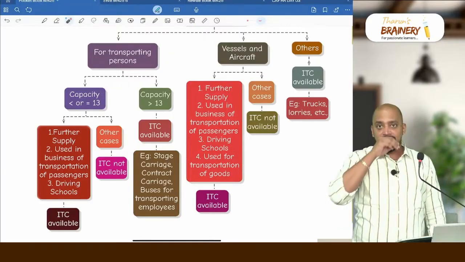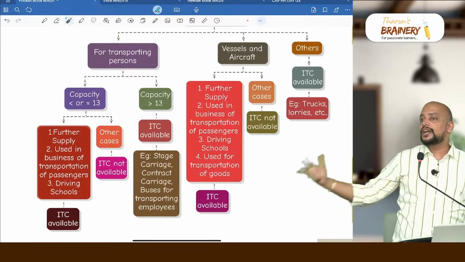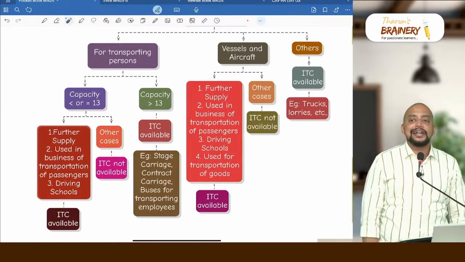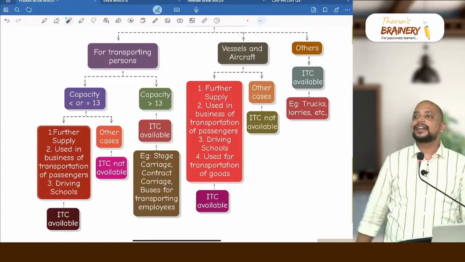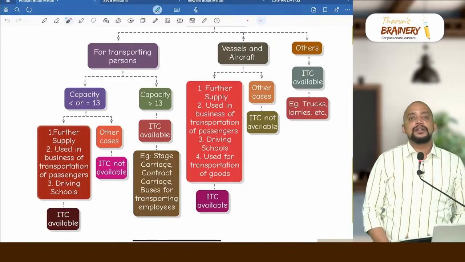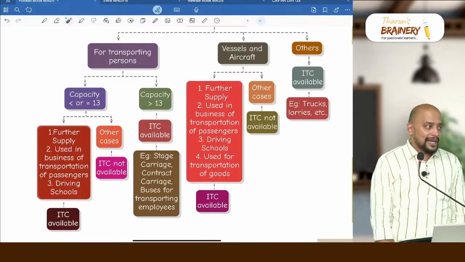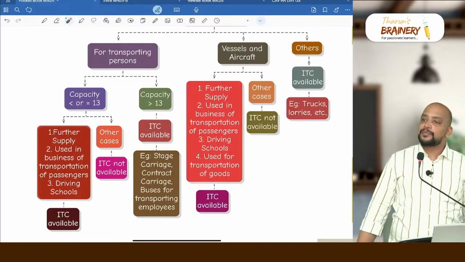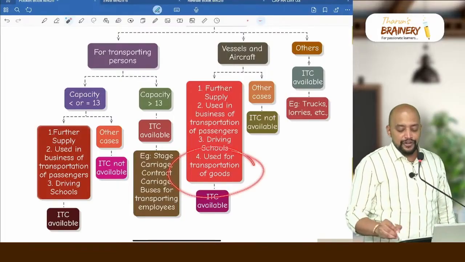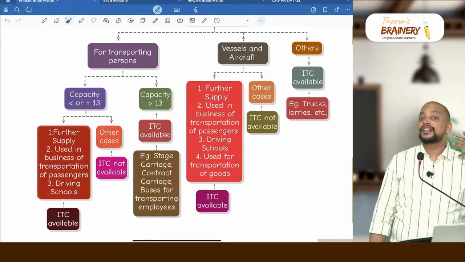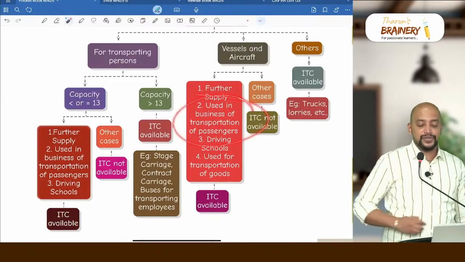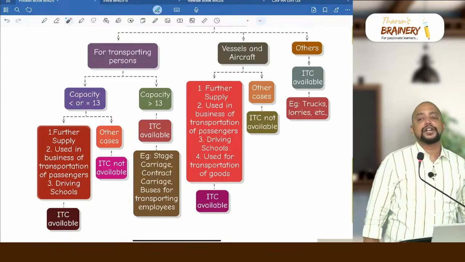For example, First Flight Couriers or Blue Dart courier is purchasing an aircraft for transporting the courier parcel. Can they take ITC with respect to that? Yes, they can. And one more case, suppose there is a diamond merchant who is purchasing an aeroplane for the purpose of transporting the diamonds, can he take ITC with respect to the aeroplane purchased? Yes, because used for transportation of goods means they need not be in the business of transportation of goods.